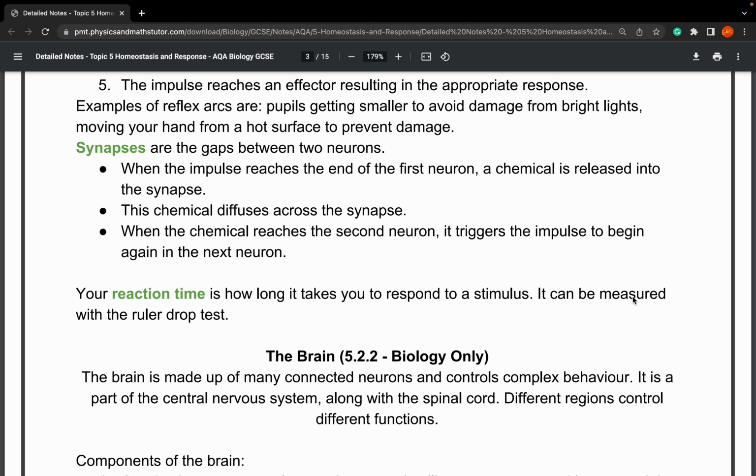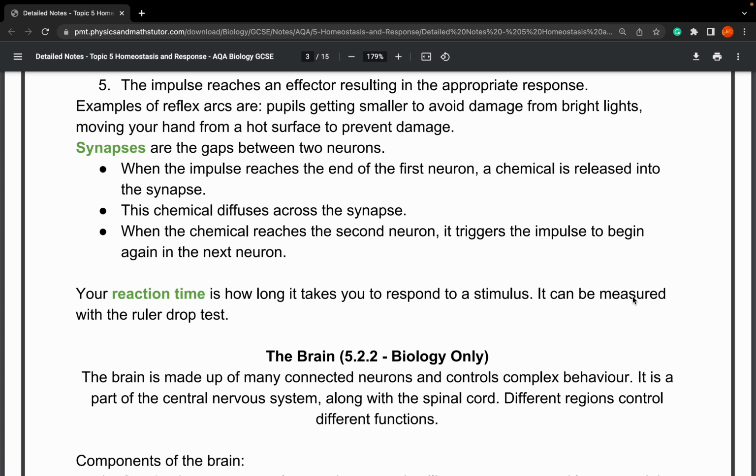Synapses are the gaps between two neurons. So when there are two neurons, the junction is known as a synapse. When the impulse reaches the end of the first neuron, a chemical is released into the synapse, diffuses across the synapse, and the second neuron will get the chemical and trigger the impulse to begin again in the next neuron. So between two neurons, the impulses are spread by synapses. The usual chemical which is used is known as acetylcholine. It is not given here, but if you can remember, this will give you a bonus mark. Acetylcholine, ACETYL, acetylcholine, CHOLINE. Okay, good.